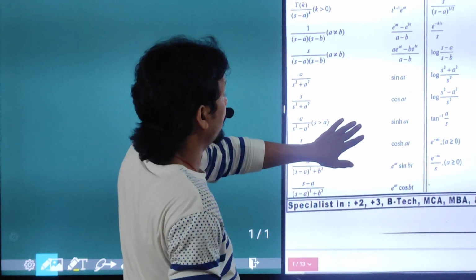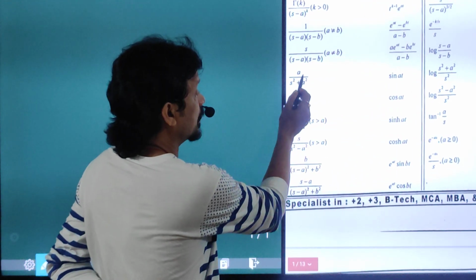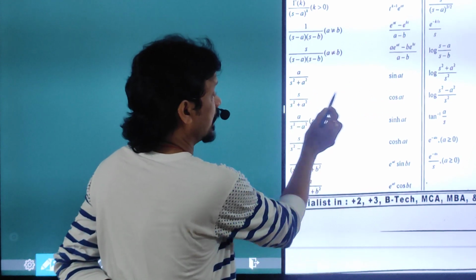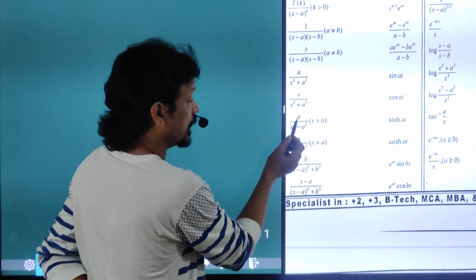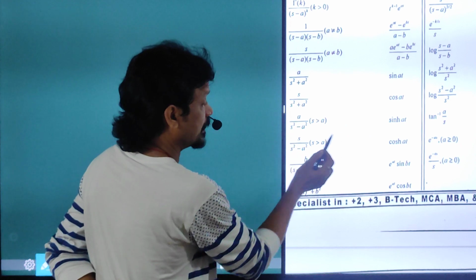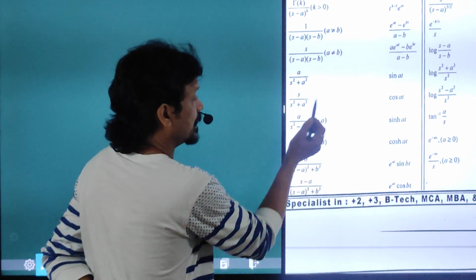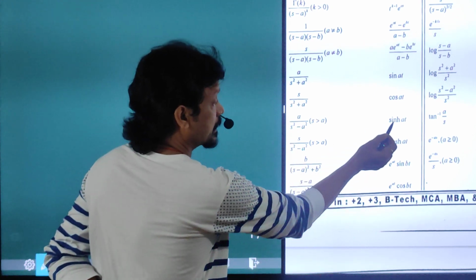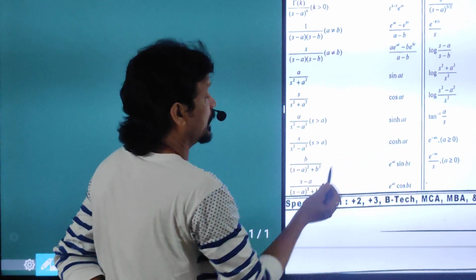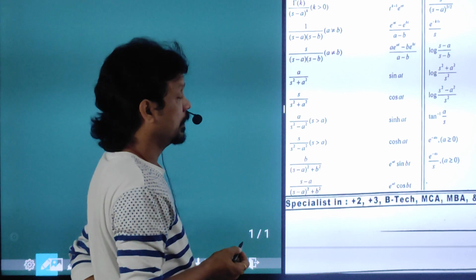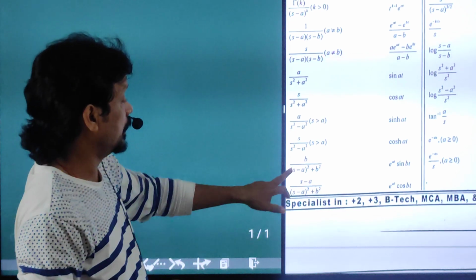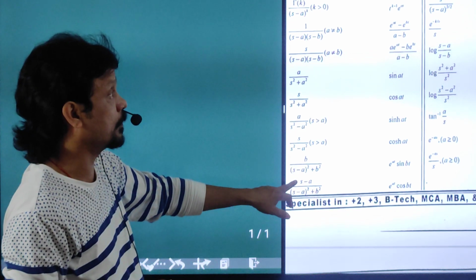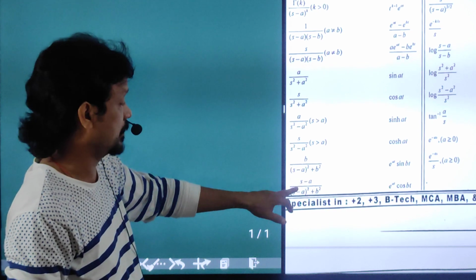See here, if a is there, then you should write sine. If s is there, you should write cos. Here a is there, so sine. s is there, so cos. And plus is there, so sin at, cos at, a trigonometric function. Minus is there, so sinh at, cosh at. Clear? Similarly, here also the same form as I derived in the previous class.